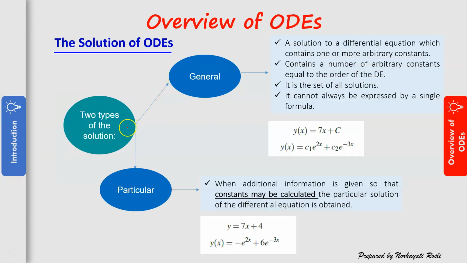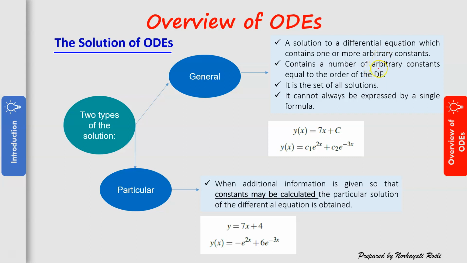Now we go to types of the solution. In ODE, there are two types of solution. The first one we call general, and the second one is particular. What does it mean by general solution of ODE? It refers to a solution of a differential equation which contains one or more arbitrary constants. It means that when the solution is said to be general, it has a constant.